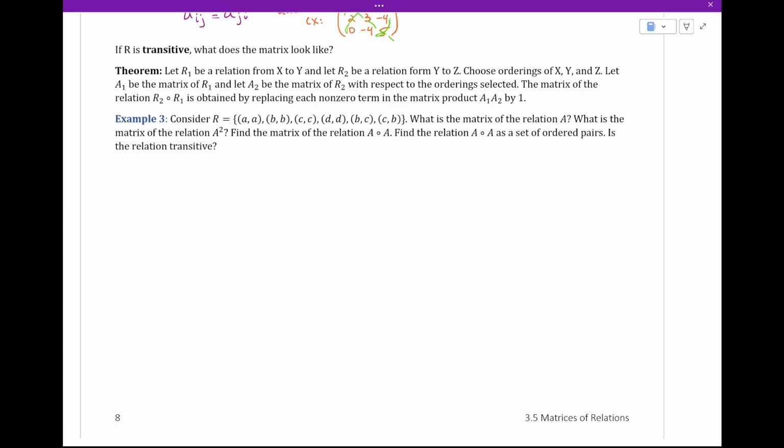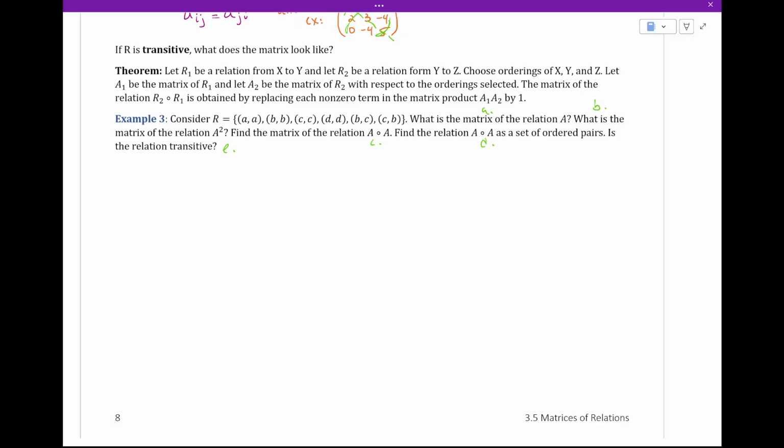Okay, example 3. Consider R, which is AA, BB, CC, DD, BC, and CB. What is the matrix of relation A? What is the matrix of the relation A squared? And find the matrix of the relation A composed with A, as a matrix, and then I also want to write the set of ordered pairs. And I want to know, is that relation transitive? So first up, maybe I'll label some of these. We'll say this is A, this is B, and then this will be C, and this will be D, and this will be E.